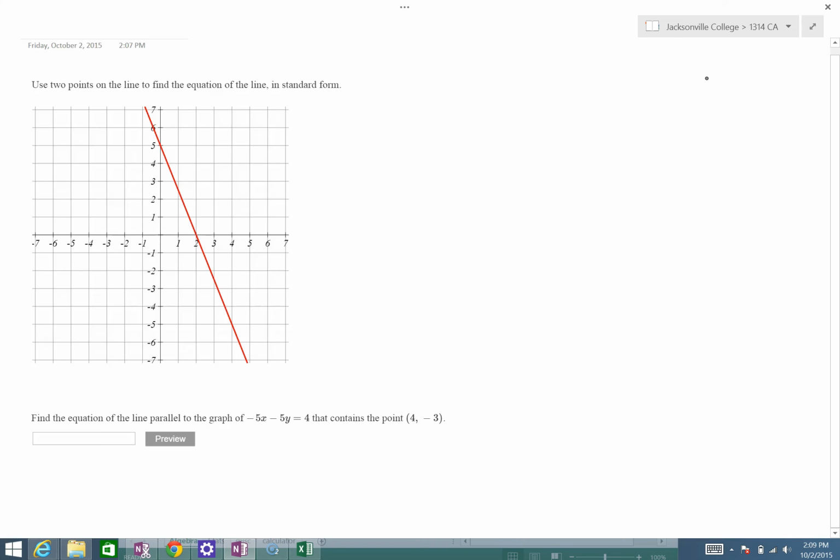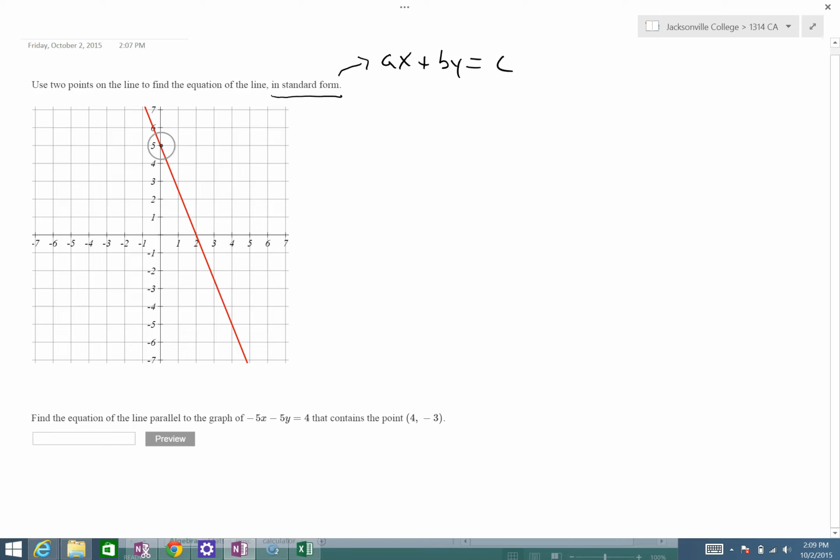This question says use two points on the line to find the equation of the line in standard form. Well, we just defined our standard form. Standard form is ax plus by equals c. We're going to need to get it in that form. The key is using the two points. We need two points to find slope. We need two points to find a line.